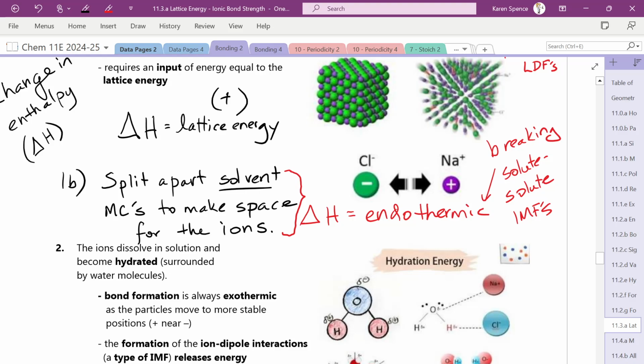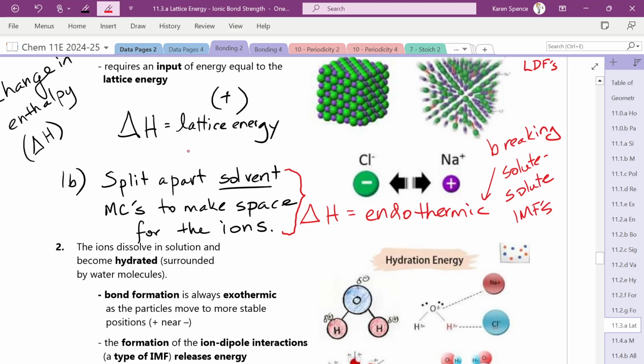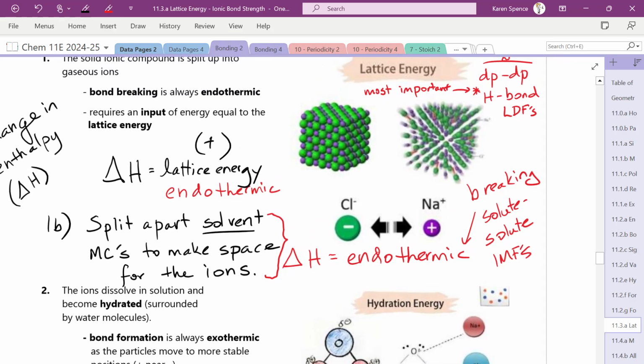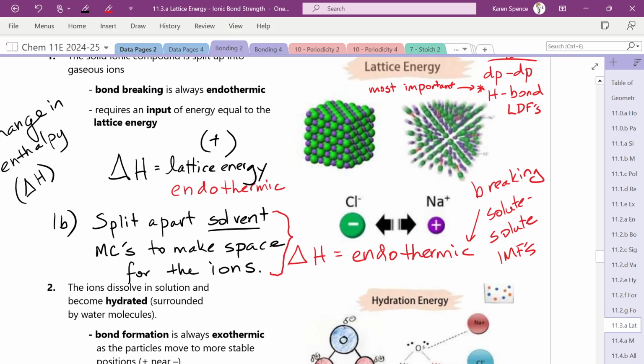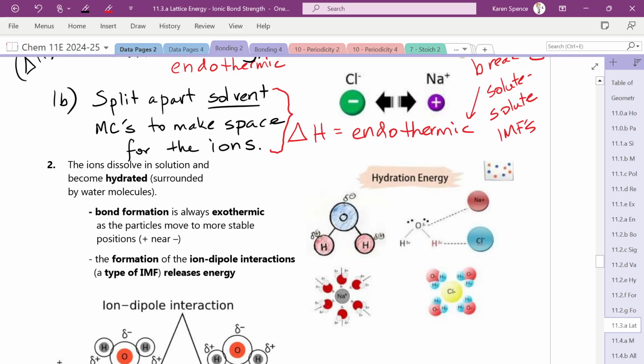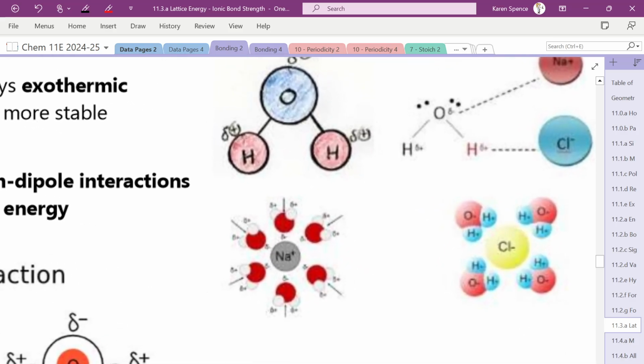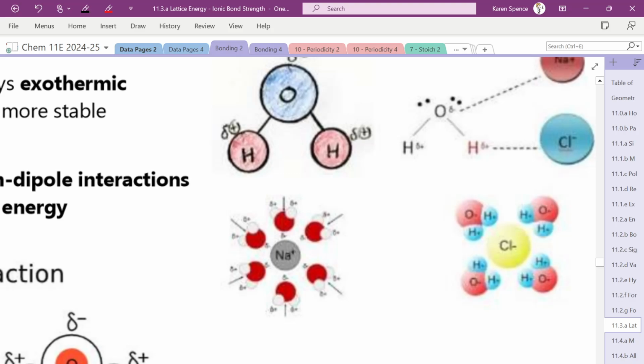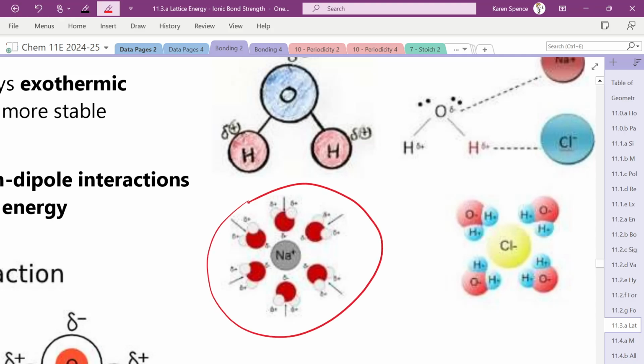And then once we've had an endothermic process, splitting apart the crystal lattice, and an endothermic process, splitting apart the solvent molecules, we can then have the hydration process, where the water, say, surrounds the ions. And what do we call this little circle of water around the ions? That's called a hydration sphere.